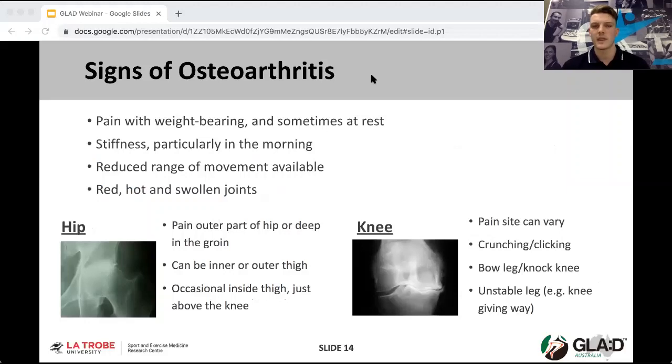And in the beginning, pain usually occurs only during weight bearing, but later on, the pain may also occur at rest and at night. And you also get inflammation, which can present as swelling, redness, and heat.